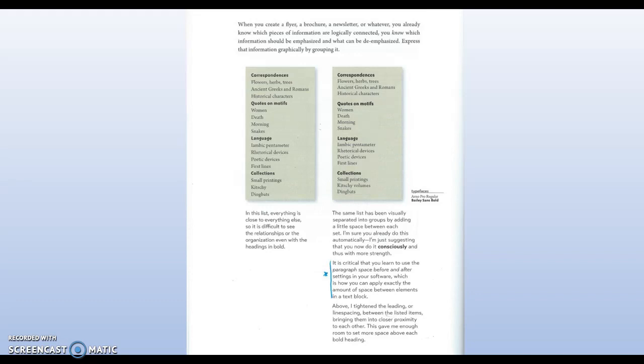But grouping items that belong together, putting them close together, is done partly through putting space between the groups that don't go together. So on this screen, if you look, correspondences, quotes on motifs, language, and collections on the left side, that's all uniformly single spaced between those four different groups. And on the right, she has simply put space between each of the groups and tightened the space within each group.